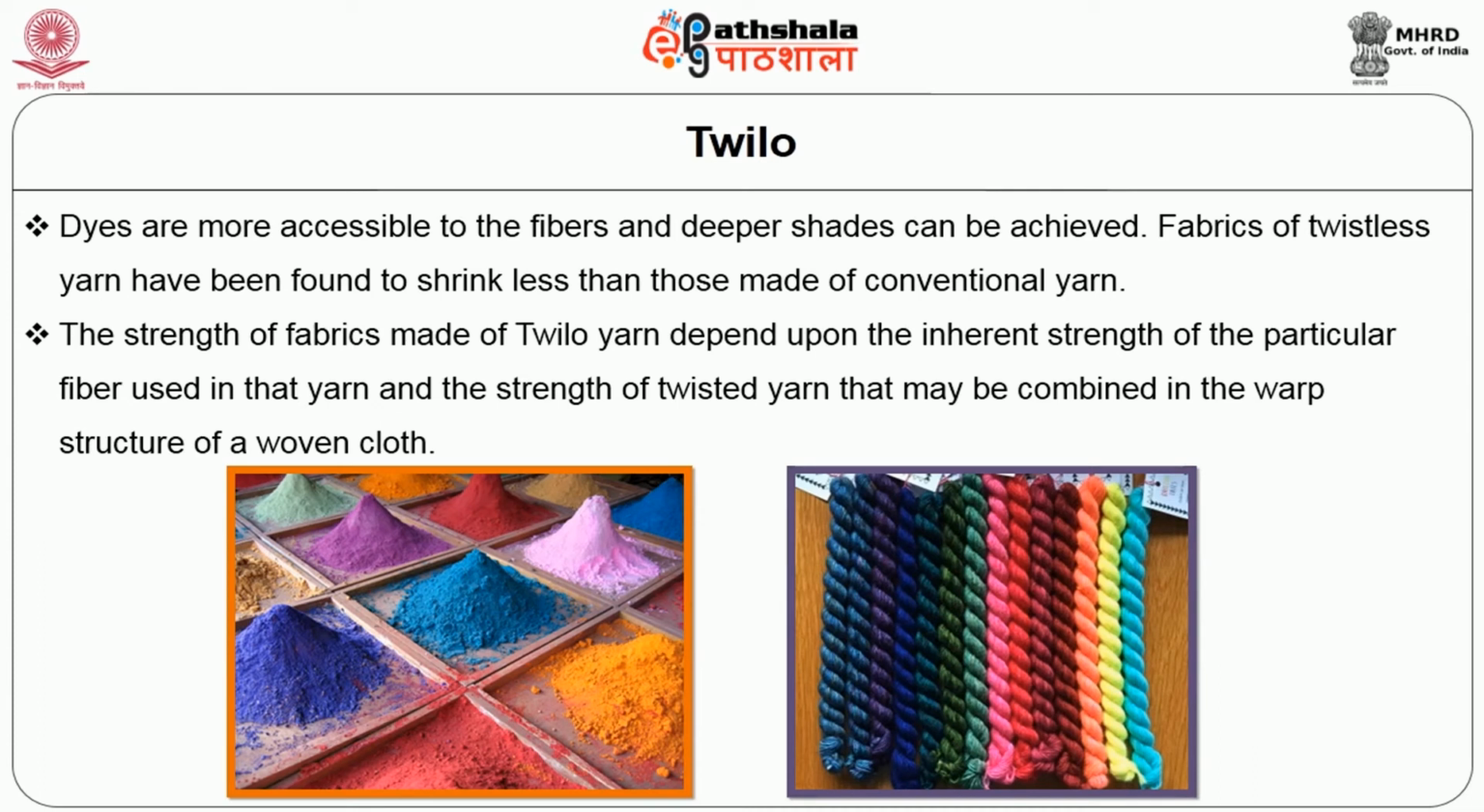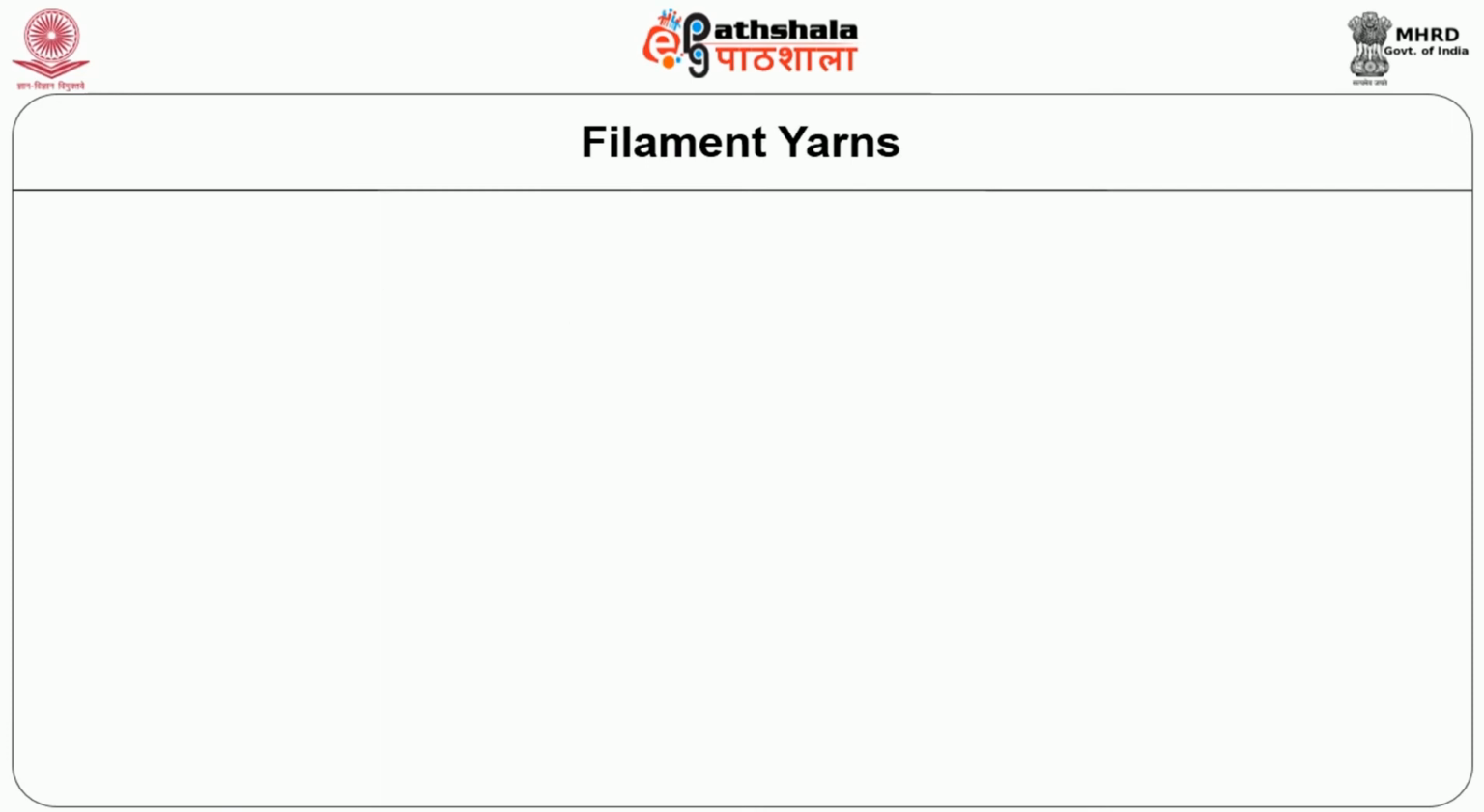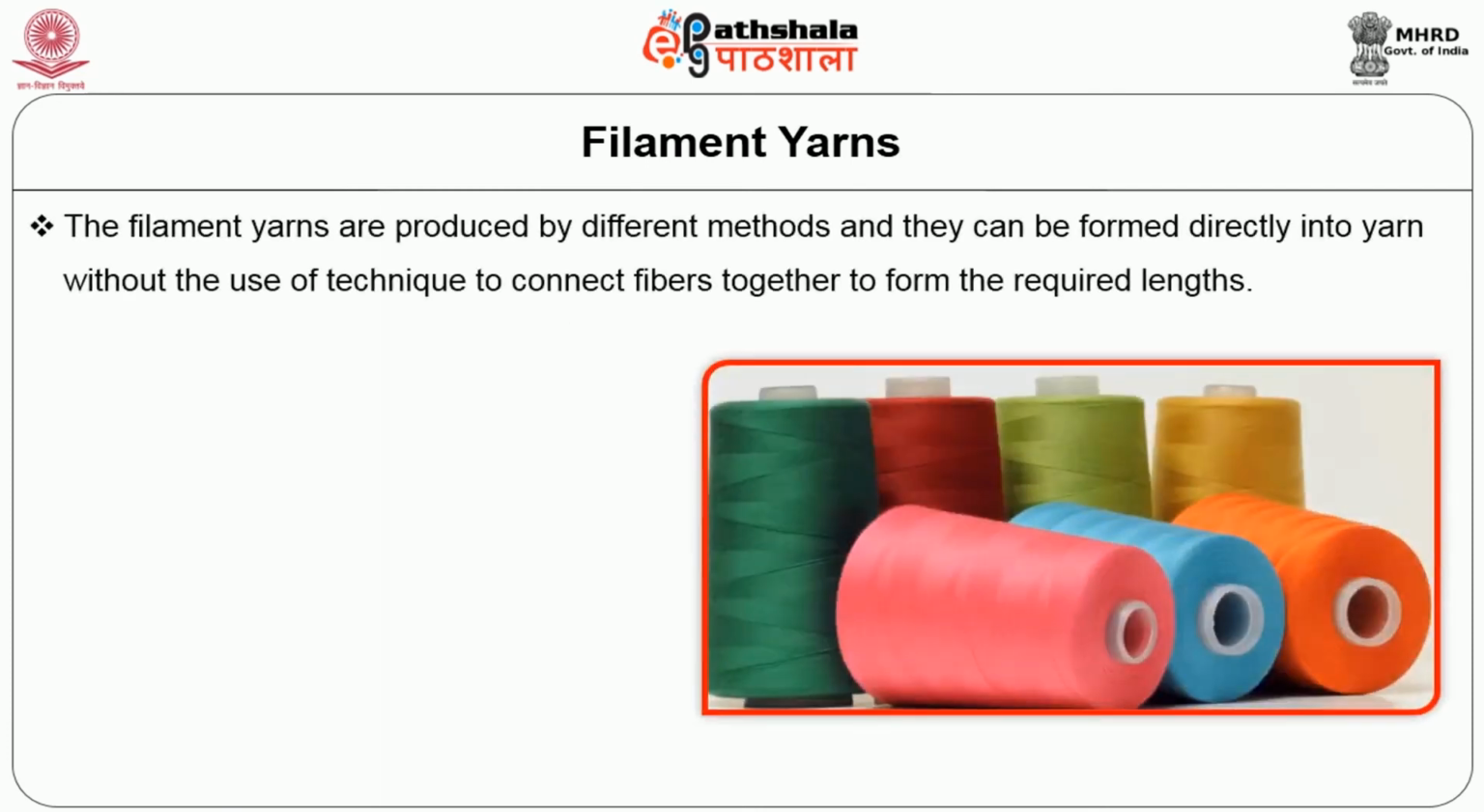Coming to the filament yarns, the filament yarns are produced by different methods and then can be formed directly into a yarn without the use of a technique to connect fibers together to form the required length. They are produced by two methods, that is melt spinning and solvent spinning.